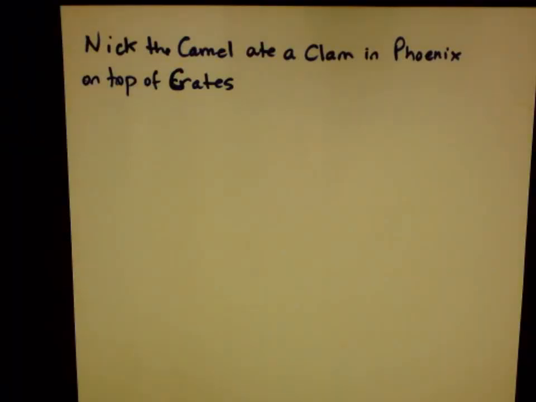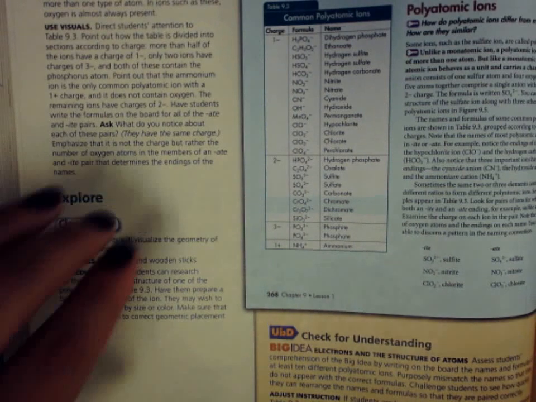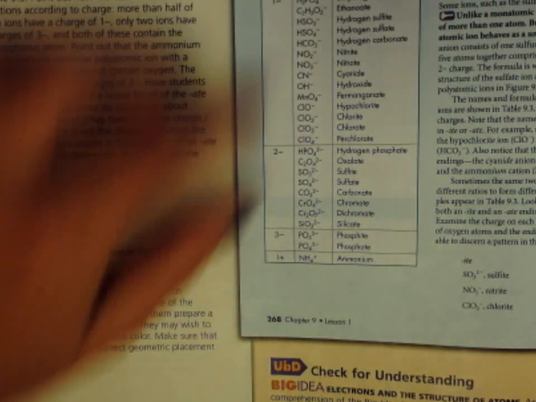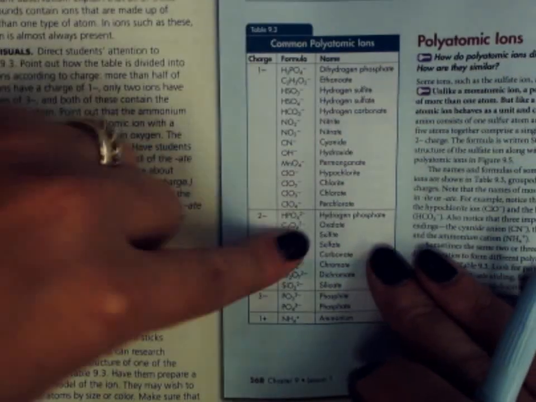Alright, so the last time that I saw you, we were talking about how to name ternary compounds. And I told you that you had to use the table out of the book to name some of these things. The table is on page 268 in your book. It's table 9.3. These are all the polyatomic ions.